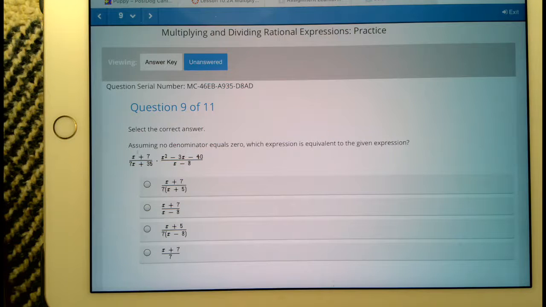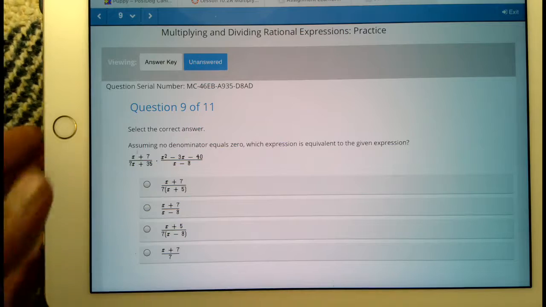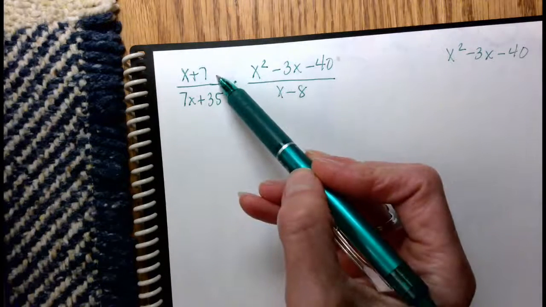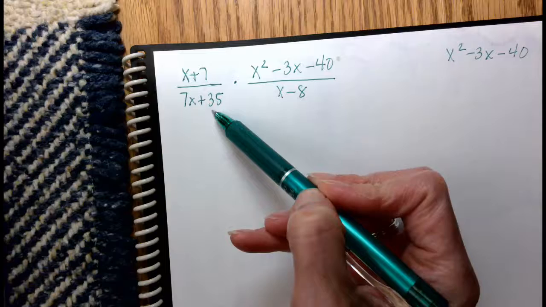Assuming no denominator equals 0, which expression is equivalent to the given expression? But notice what we're doing on this one is that we are multiplying these two expressions together. And I'm going to switch over to my paper here. It might be nice if you can see the problem here, but there it is. And there's nothing to factor here, but we can factor here.